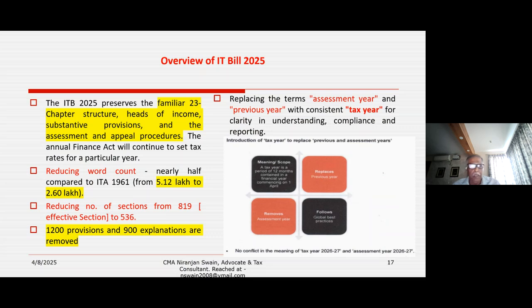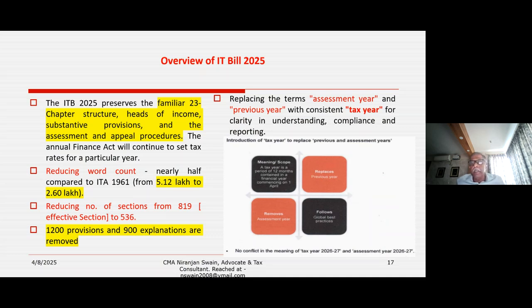Income from salary, income from house property, profits and gains from business or profession, capital gains, other sources, clubbing, set-off, they have not changed. The deductions, which were earlier in Chapter VI-A, may be in a new section, but that deduction is also available for the old regime. So structural changes they have not made. Heads of income they have not changed. Many of the substantive provisions they have not touched. The same provisions are continuing. So we'll discuss that wherever possible.